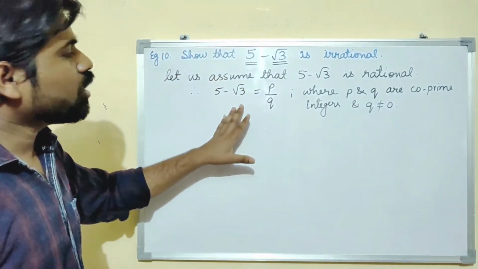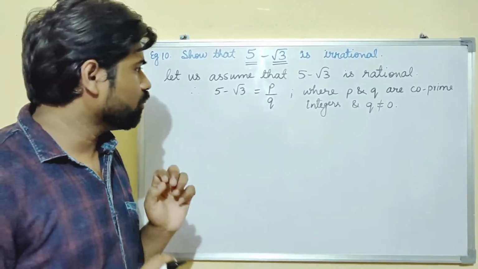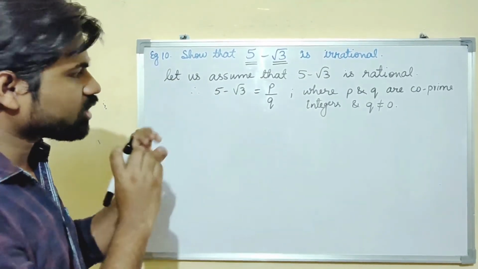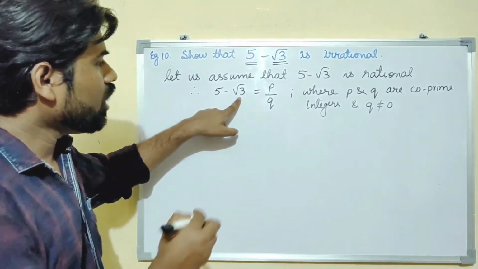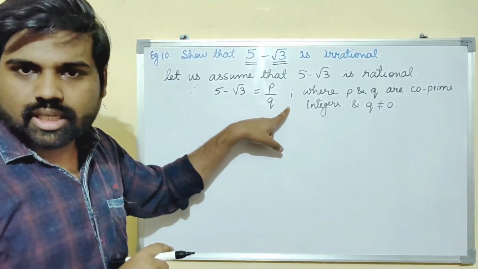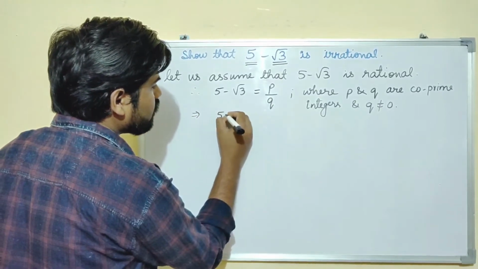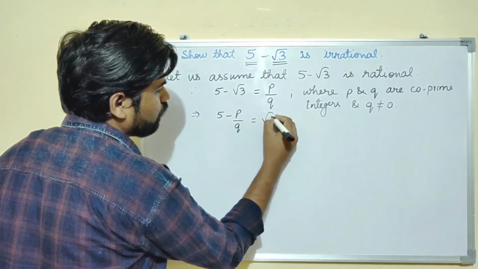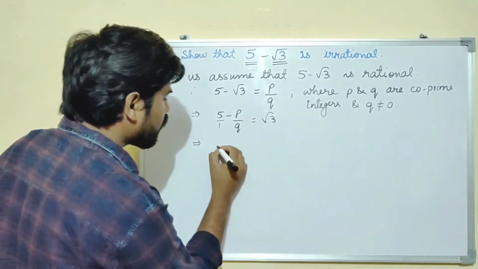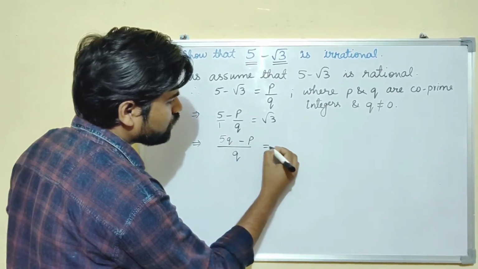Now in the previous question what did we do? We cross multiplied it, but we don't have to do that here. Now you have to separate the rational and the irrational number. Since here root 3 is irrational, we know that. So let us take this to the right hand side and bring the p upon q to the left hand side. So you'll get 5 minus p upon q equals root 3. Now let us take the LCM and solve the left hand side. You will get q as the LCM, so 5q minus p upon q equals root 3.